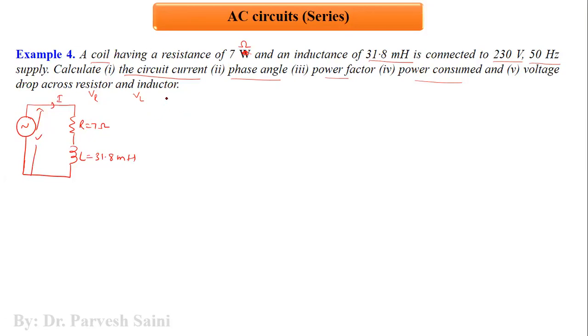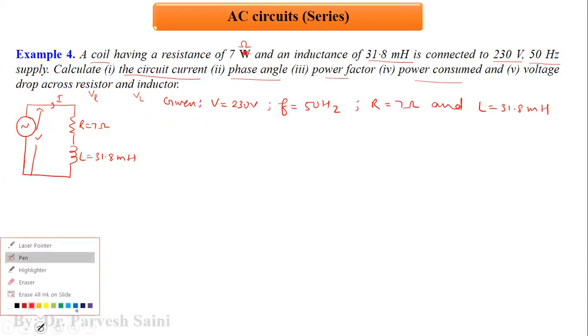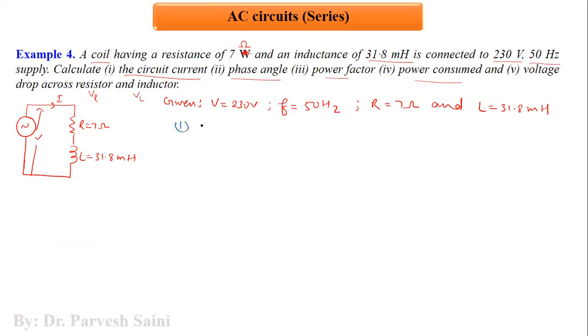So given is V, which is 230 volt. Frequency of the input signal is given, which is 50 hertz. The value of R is 7 ohm, and the value of L is 31.8 millihenry. Now the first thing that we have to find out is the circuit current. So how will we find out circuit current? The circuit current is this one, I. This is the only current which is flowing in this particular circuit.